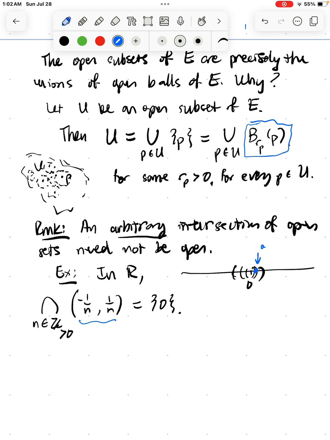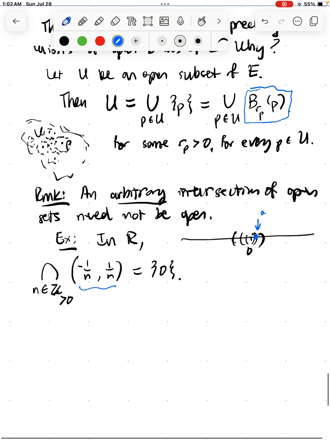And the set consisting of 0 is not open, because by definition, in order to be open, you have to contain around each point an open ball in it, and of course this set consisting of just 0 does not contain an open ball. And this is with respect to the standard metric in R. Okay, so that's open sets.